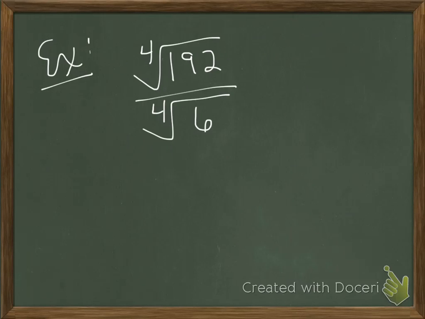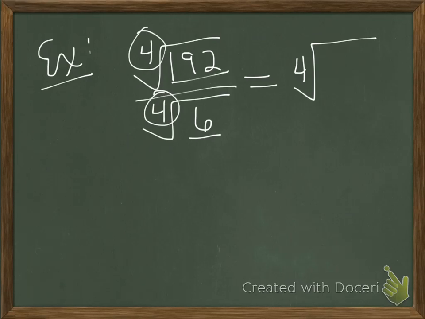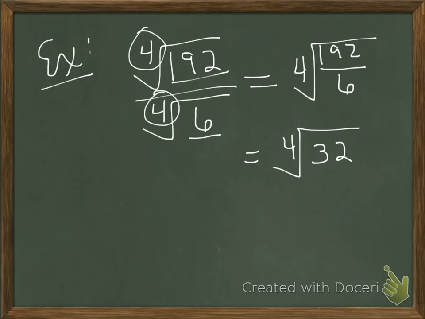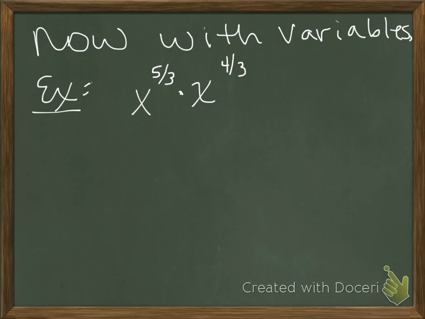If I have the 4th root of 192 divided by the 4th root of 6, 192 and 6 are my base numbers. They are not the same, but my exponents are the same. So this is going to be the 4th root of 192 divided by 6, and I can actually simplify that. 6 goes into 192 32 times. 6 times 32 is going to be 192. So this is the 4th root of 32. And that's going to be my solution.